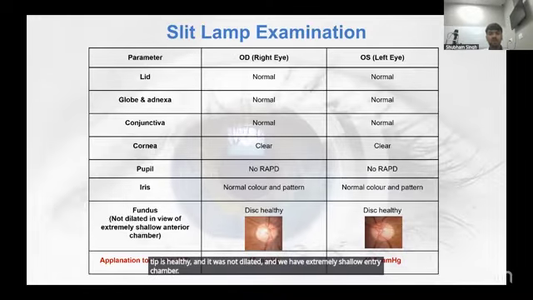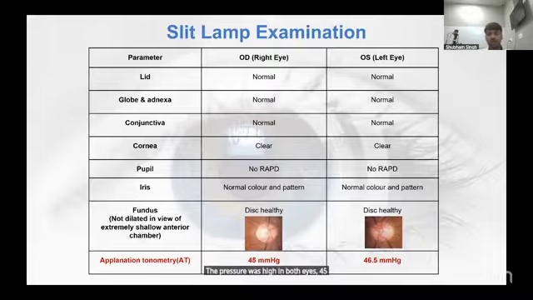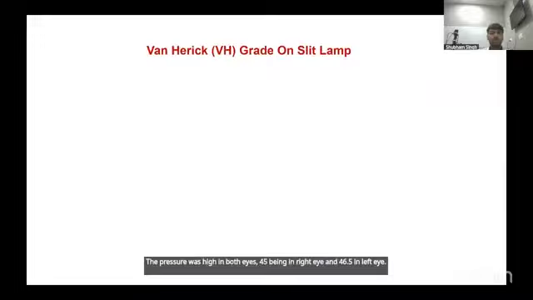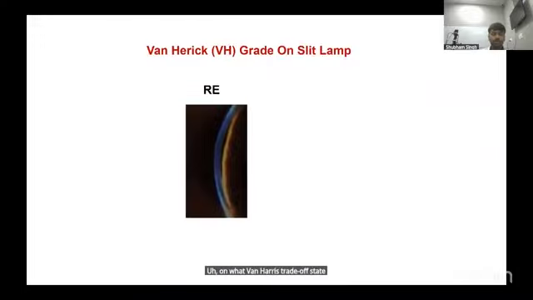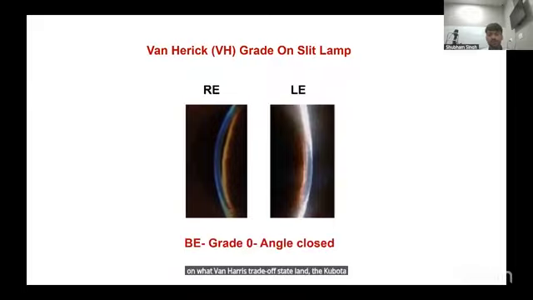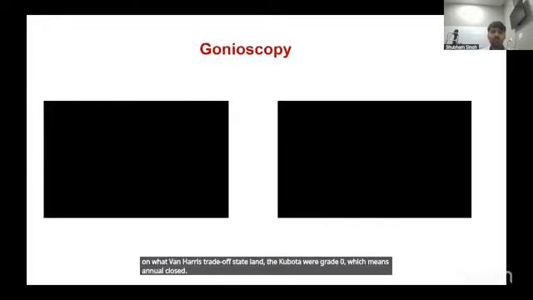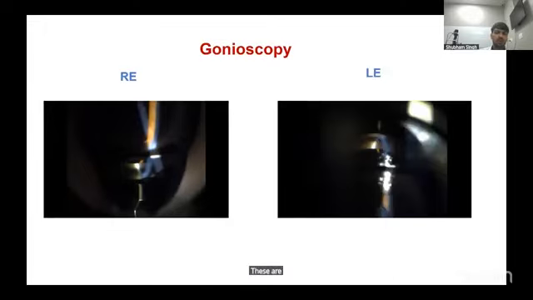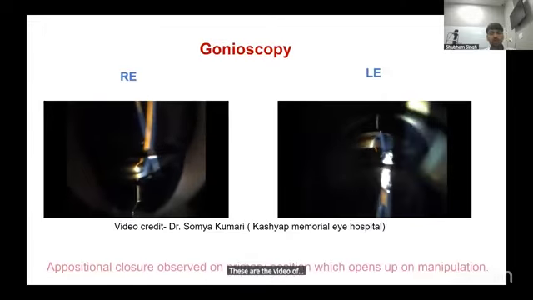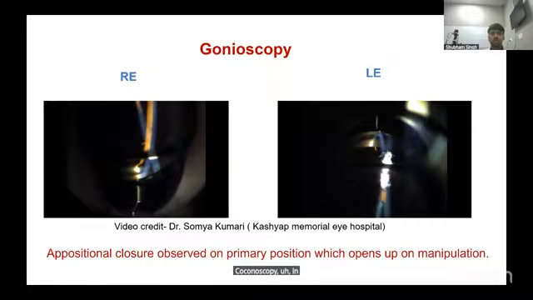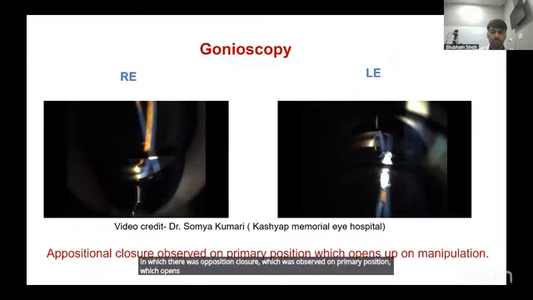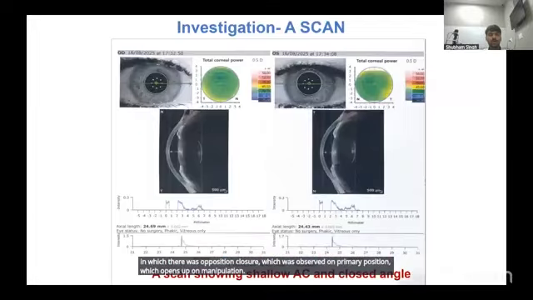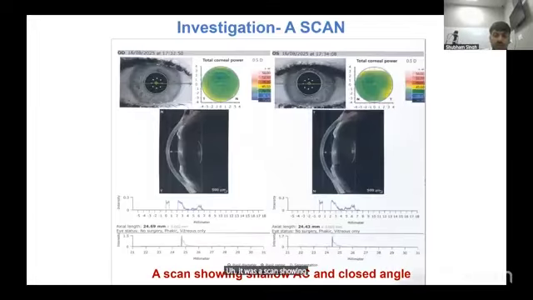The pressure was high in both eyes, 45 in the right eye and 46.5 in the left eye. On Van Herick grading on slit lamp, both eyes were grade 0, which means angle closed. These are the videos of gonioscopy, in which there was a positional closure observed in primary position, which opens up on manipulation. It was a scan showing shallow AC and closed angle.